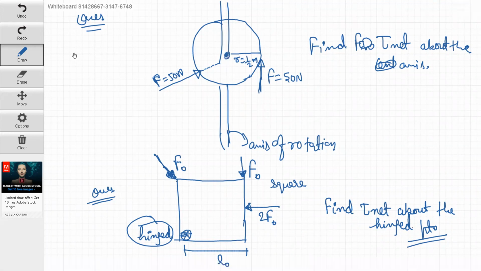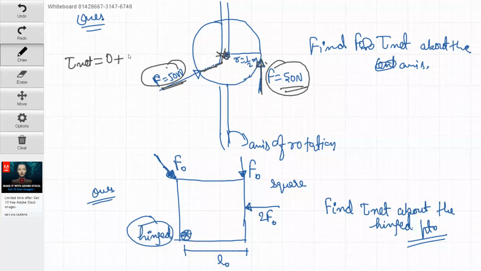So this is the axis of rotation. This is the force acting on it, 50 Newton. Here is also the force, 50 Newton. So it is passing through the center. Since this is passing through the center, its torque will be 0, plus the torque of this 50 Newton will be equal to 50 into half. That is equal to 25 Newton meter. Is this all right? Because this is the perpendicular distance.